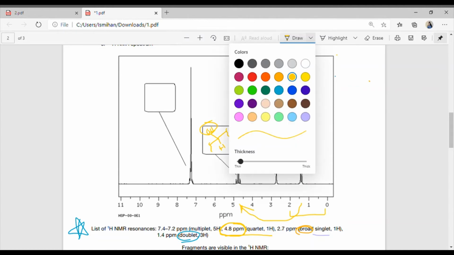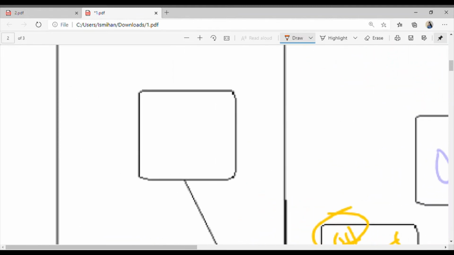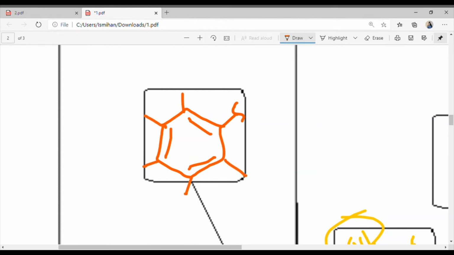And also an easy one to recognize is this 5H multiplet signal, because there is not much else that would have 5 H's other than an arene. So as we can see here, let me just draw my arene. There's a hydrogen here, a hydrogen here, hydrogen here, hydrogen here, hydrogen here. So 1, 2, 3, 4, 5.